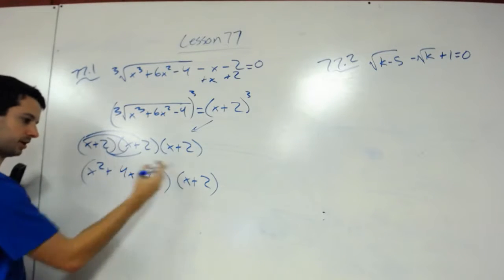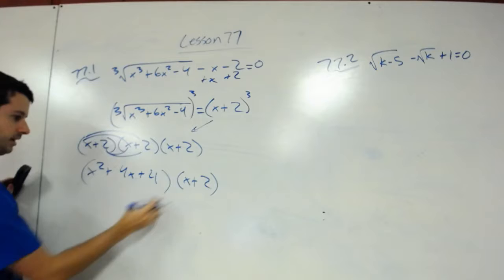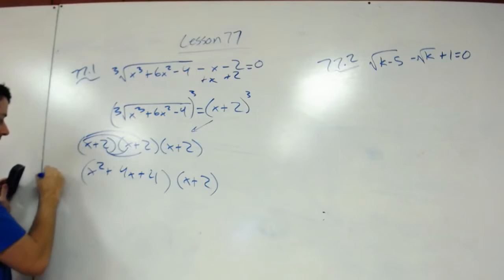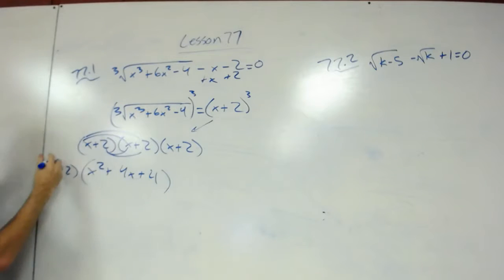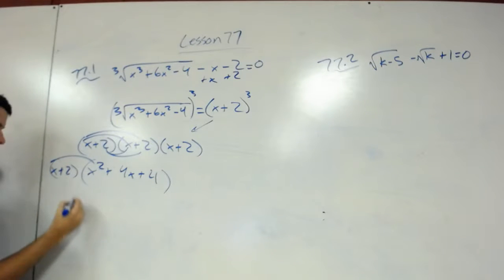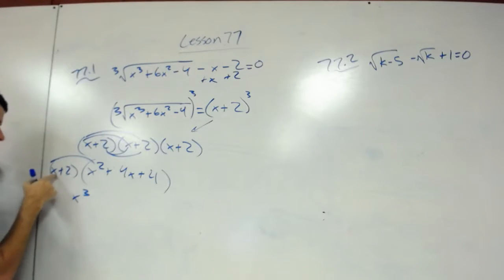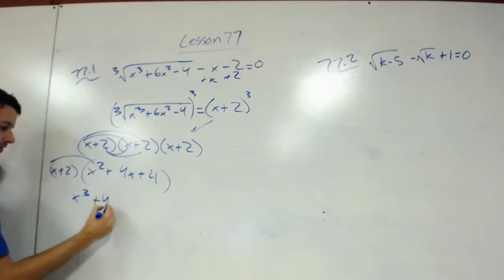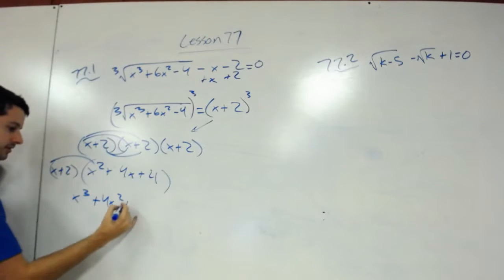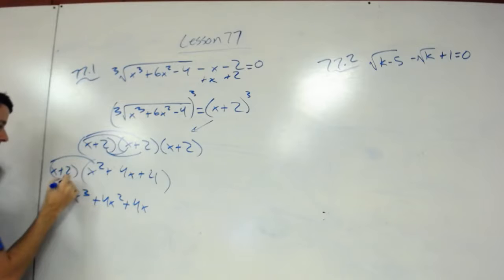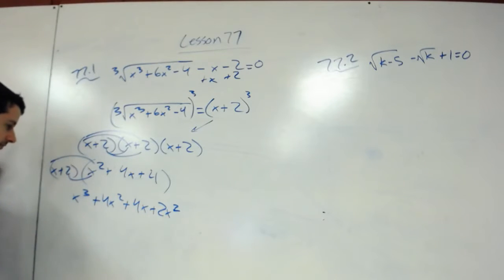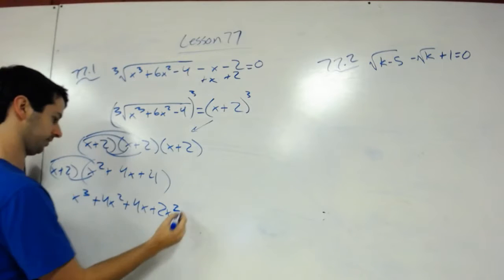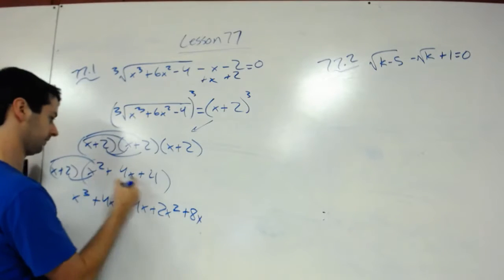Now I've got to multiply everything here. I'm going to move this x plus 2 over here. This is personally how I like to do it. And then multiply the x by everything. X times x squared is x cubed. X times 4x is 4x squared. X times 4 is 4x. And do the 2 times everything: plus 2x squared, plus 8x, plus 8.